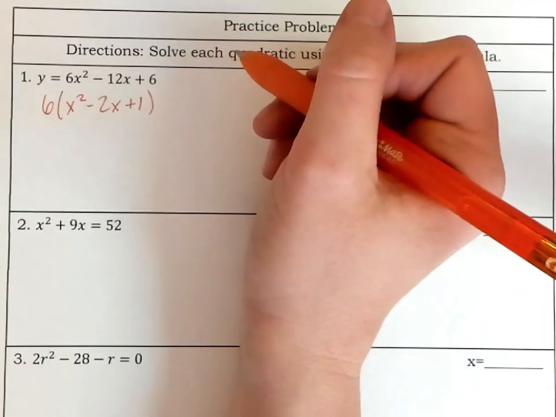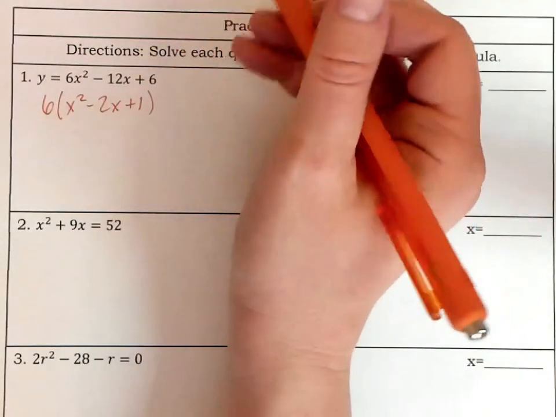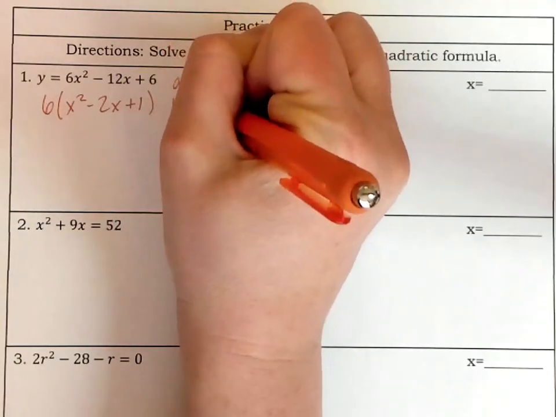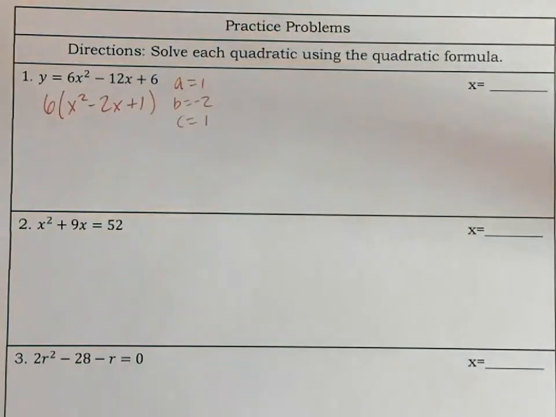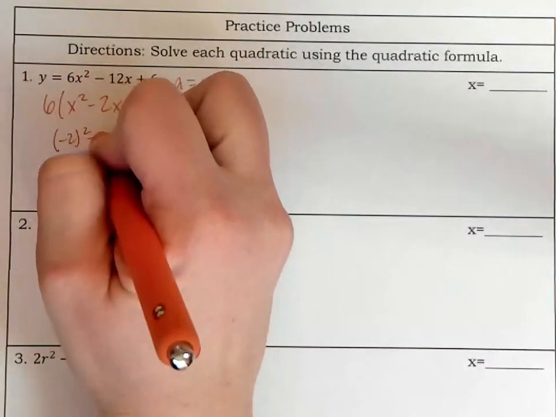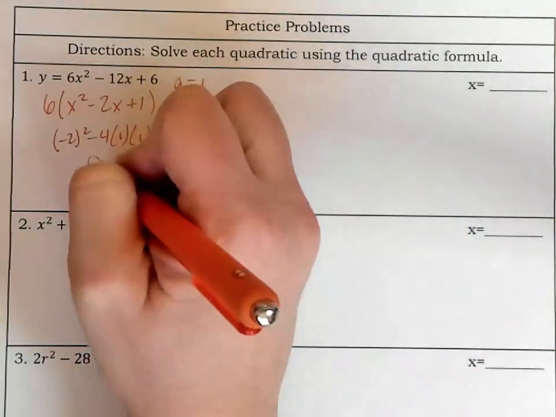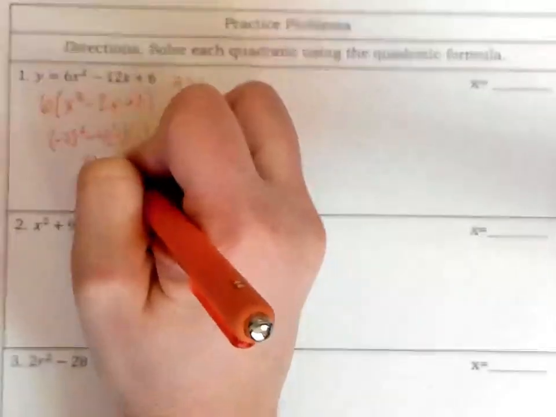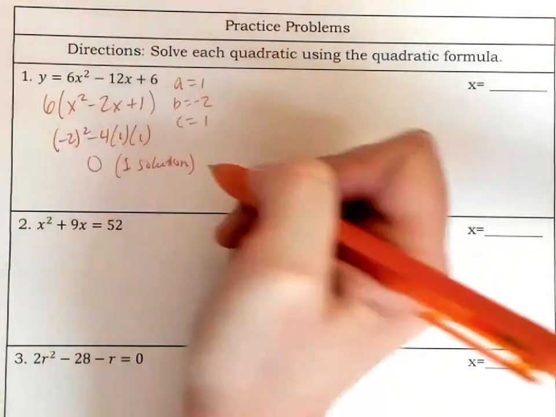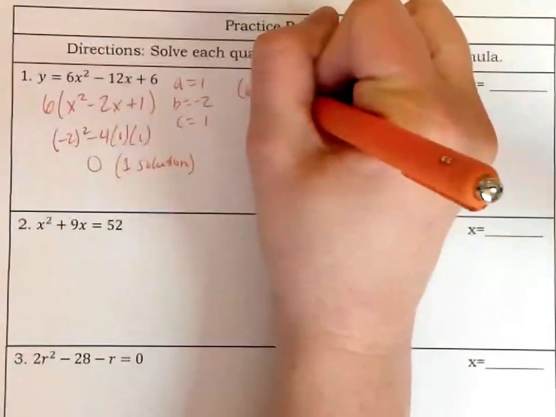And that trinomial is what I'm going to use for my discriminant. So I'm going to use a is 1, b is -2, and c is 1. And so when I plug this in for my discriminant, I have -2 squared minus 4 times 1 times 1, and that's going to give me 0. And when the discriminant is equal to 0, I know that there is going to be one solution this time.